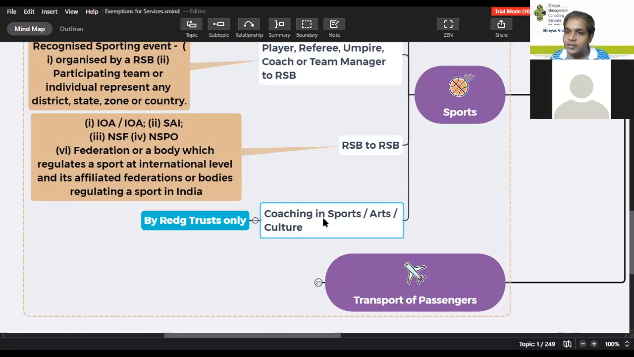And what do you mean by registered trust? It's not GST registration, it is income tax registration. Can you tell me which section of the income tax deals with registration of a trust? Put it in the chat box. Of course, it's not related to GST. Can you put it in the chat box which section of the income tax deals with registration of a trust?